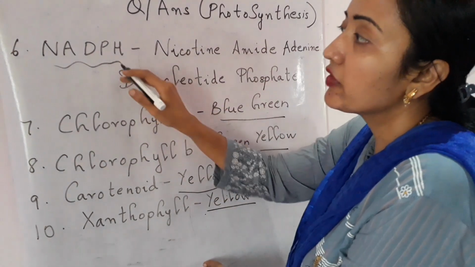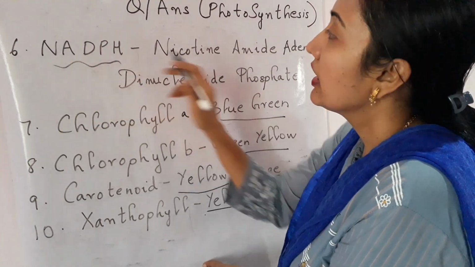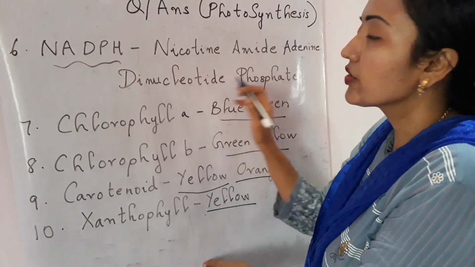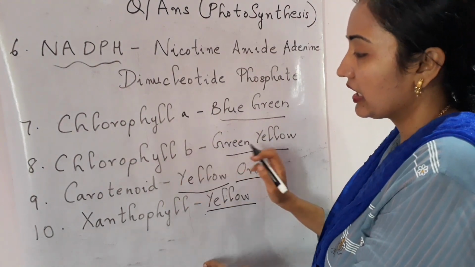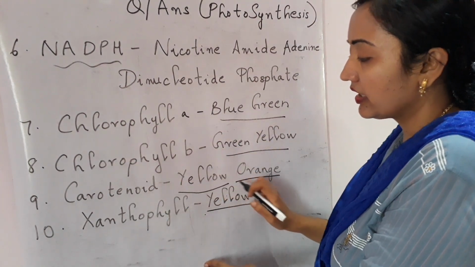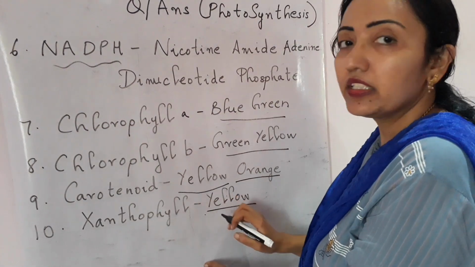So once again, full form of NADPH: nicotinamide adenine dinucleotide phosphate. Chlorophyll A blue-green, chlorophyll B green-yellow, carotenoid yellow-orange, xanthophyll yellow.